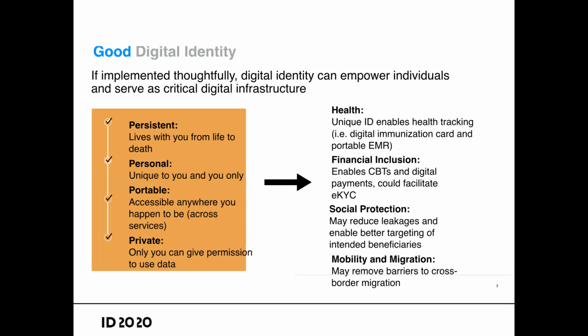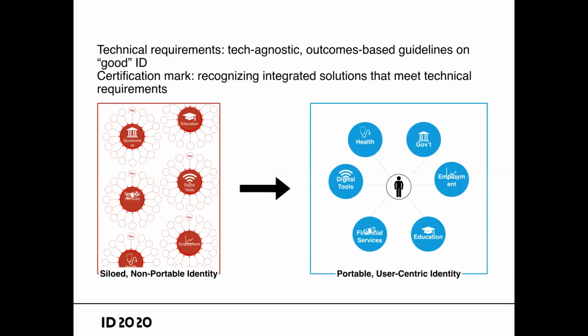Now, an ID should also be personal, meaning that it should be unique to you and only you. An ID should also be portable, meaning it should be accessible to you anywhere you happen to be and across different services that you're trying to access. And finally, and perhaps most importantly, it should be private, meaning that only you can give permission to use data. So those 4 Ps really form the backbone of how we view what good ID is.